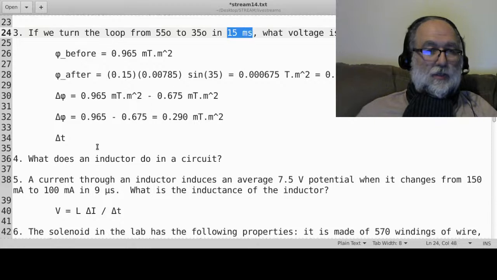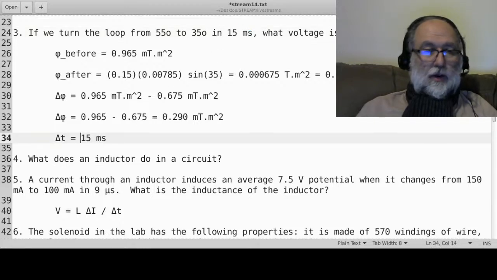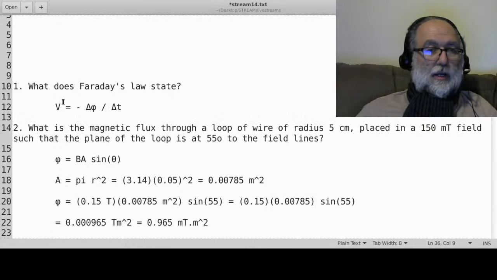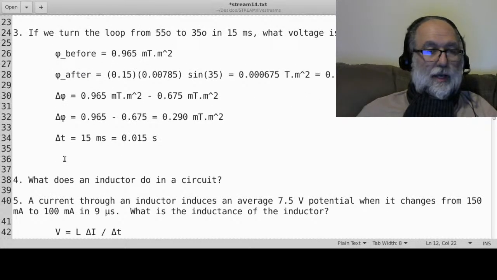I said it's 15 milliseconds. Okay, so the only thing tricky here is that it's in milliseconds, and that means move the decimal over 3, so 0.015 seconds. Okay, so right, that would be milli. Then 1, 2, 3, and then there it is in seconds. Okay, and then just copy this over here like that.